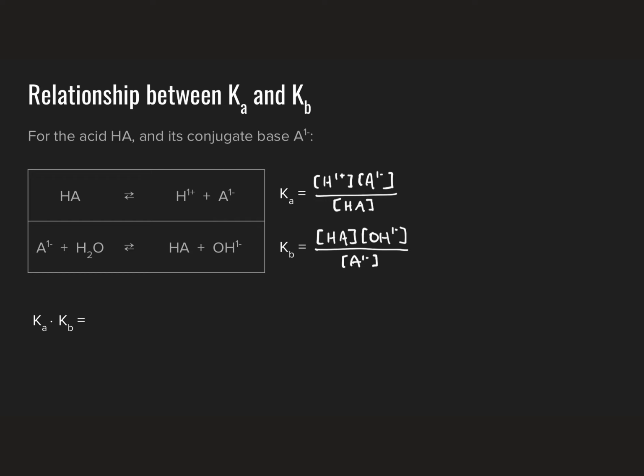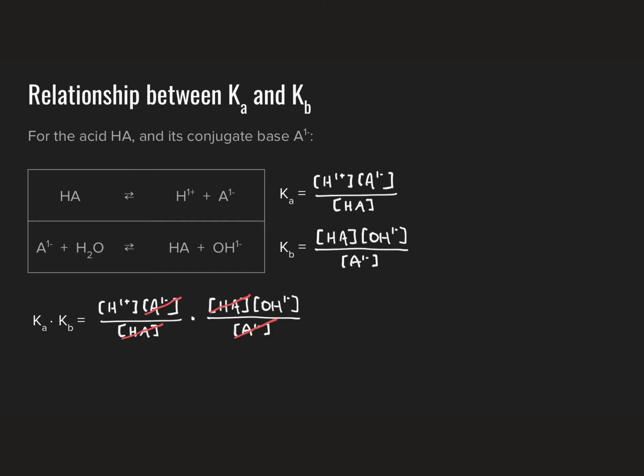And note here, as we multiply those K values together, we get H positive times A negative over HA multiplied by HA times OH negative over A negative. And upon multiplying those two equilibrium constants together, you'll notice that we see a whole bunch of things canceling out. In particular, we see the HA in the numerator for the Kb value canceling with the HA in the denominator for our Ka value. And you'll also notice here that the conjugate base anion A negative is in the numerator of our Ka and the denominator of the Kb, so those cancel out as well.